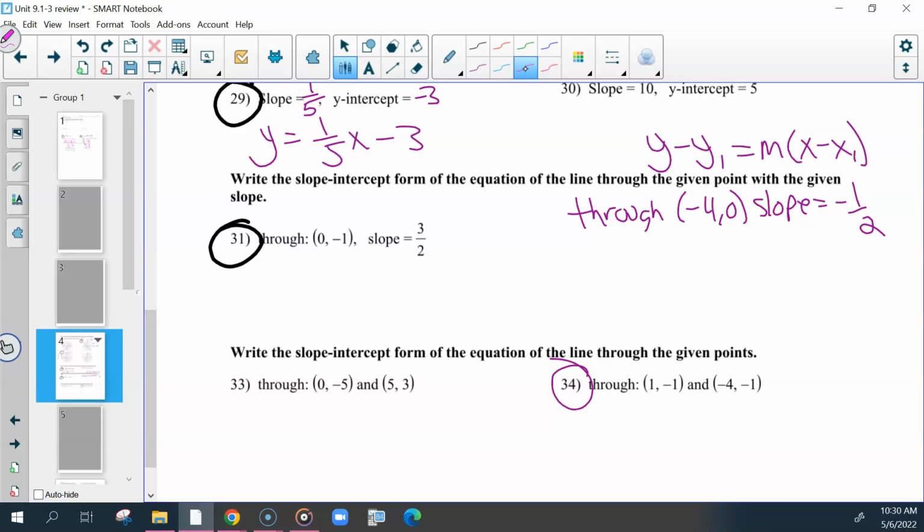And we could put these into this formula. So y minus, our y1 is 0. Our slope is negative 1/2. And then x, and then minus a negative 4. If you see a negative negative, change it to a plus.